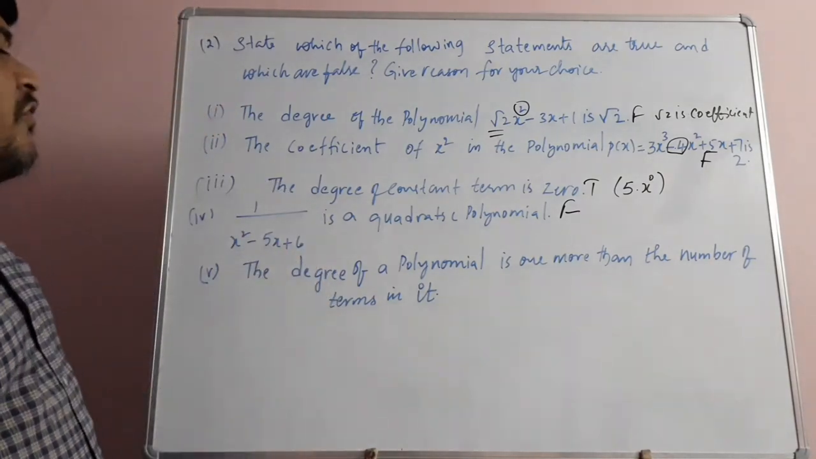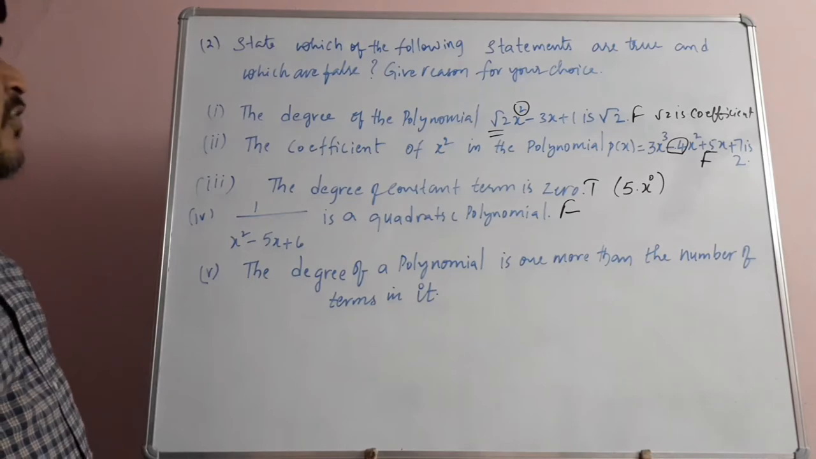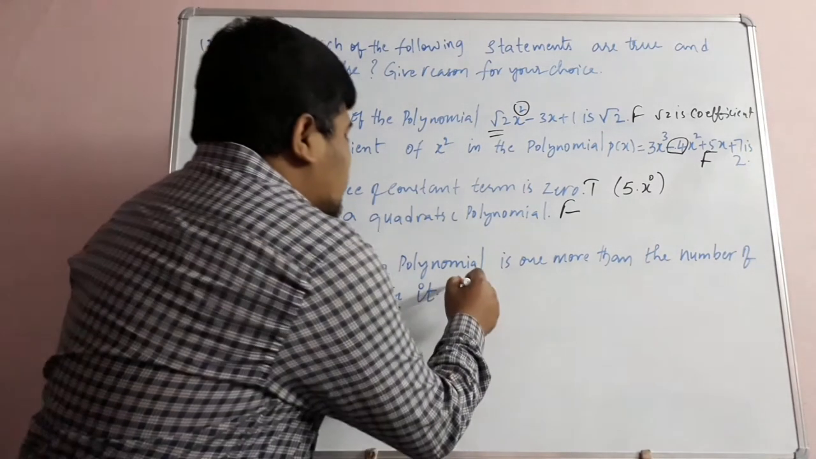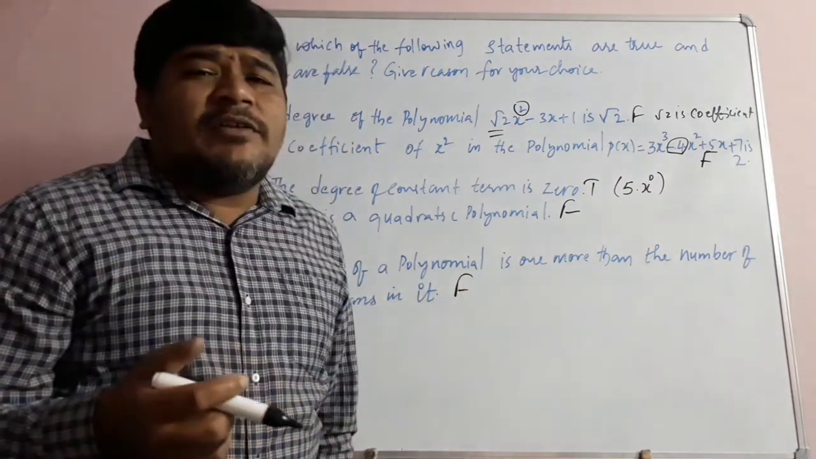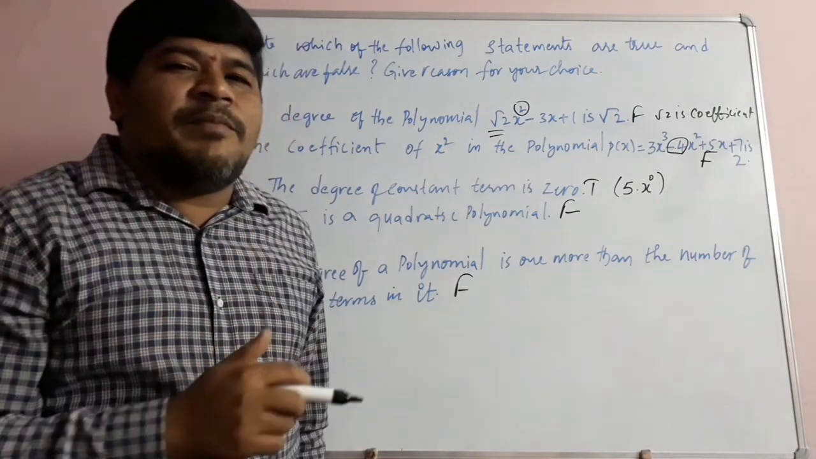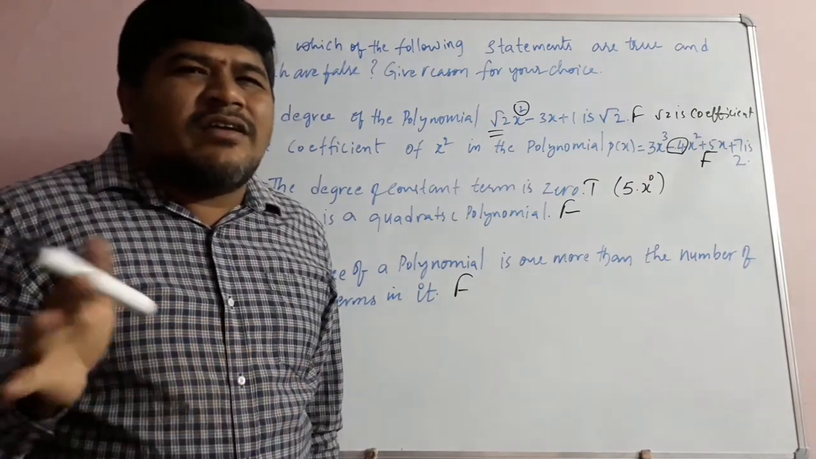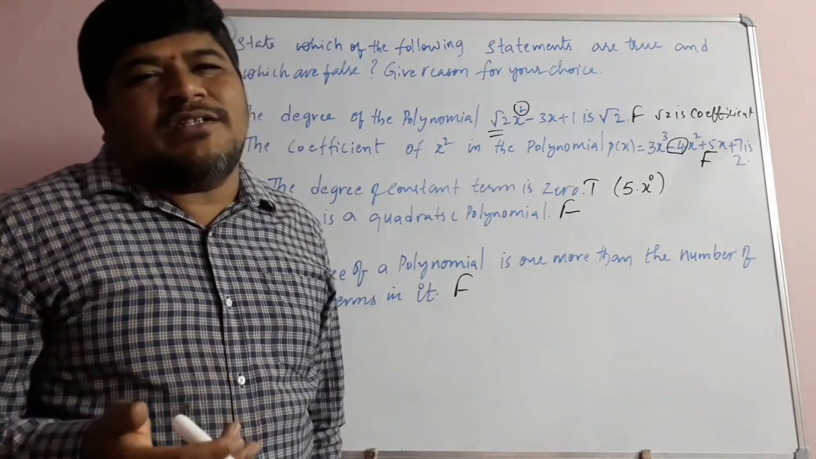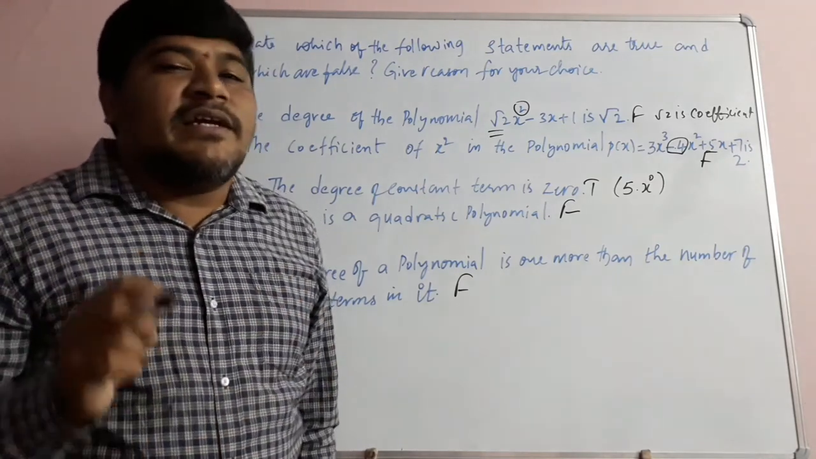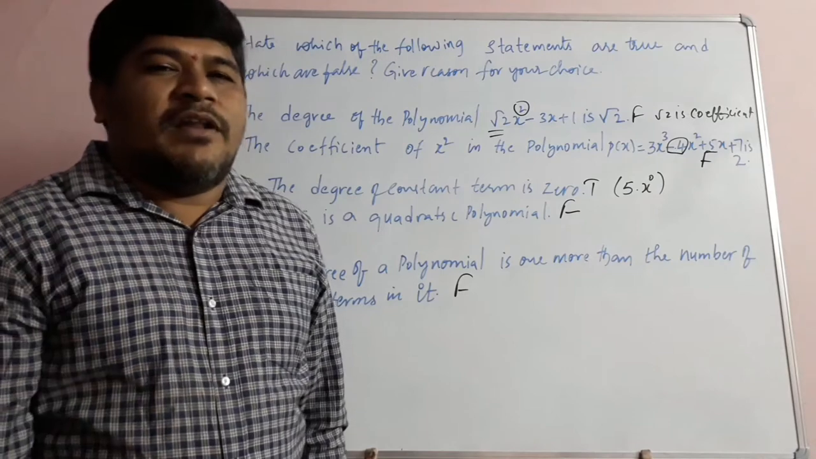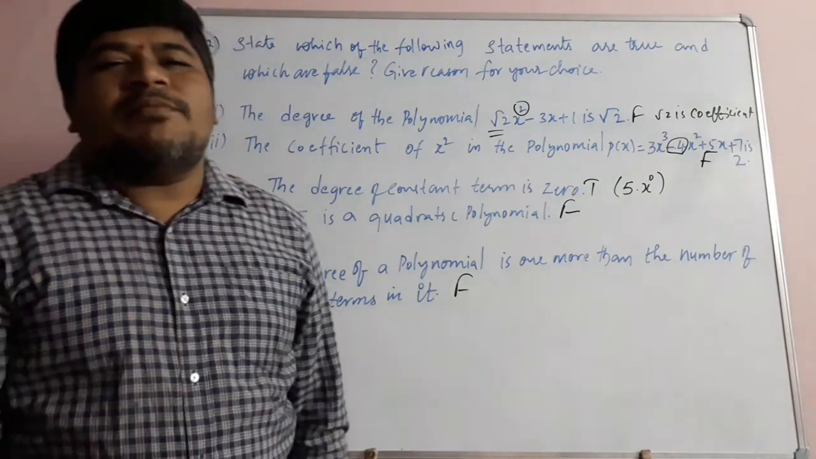Next, the degree of a polynomial is 1 more than the number of terms in it. This is a false statement. Because children, degree means what? Highest power of the polynomial. That is, degree does not depend on the number of terms in it. Okay, this is a false statement. Degree is the highest power of the polynomial. So now, let's see the next problem children.